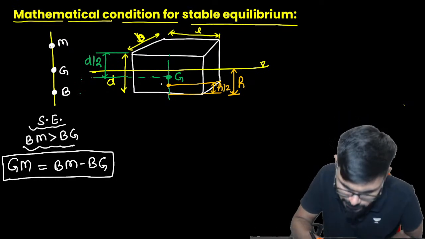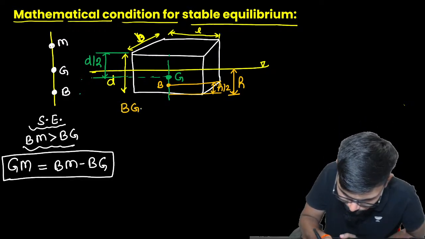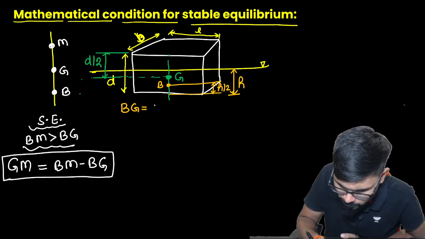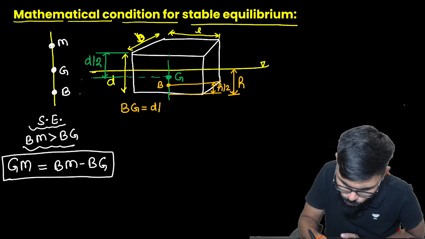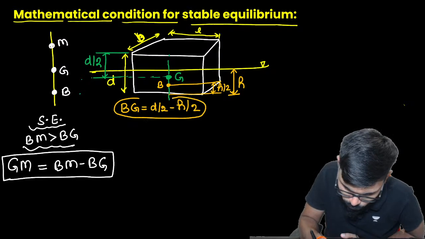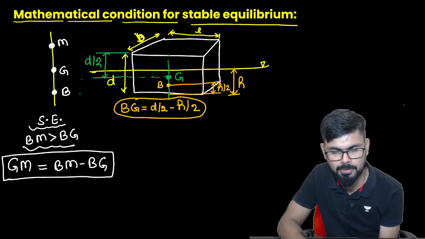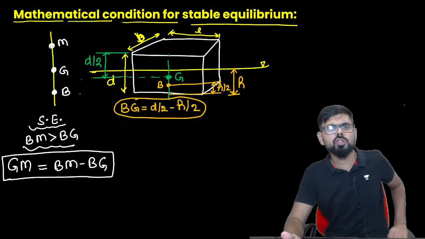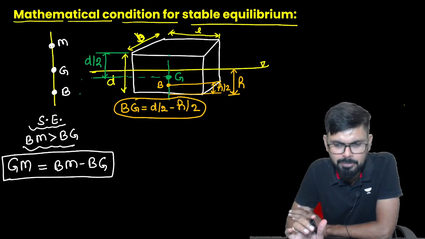So now this is B. This is the B value, right? So BG value is very, very easy. BG value will come as D by 2 minus H by 2. This is the case I am taking, a rectangular block. If the shape changes, then obviously these values will also change, and that will depend upon the shape basically, right? Up to here any confusion? Tell me.